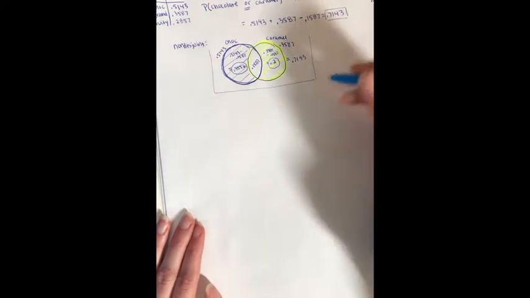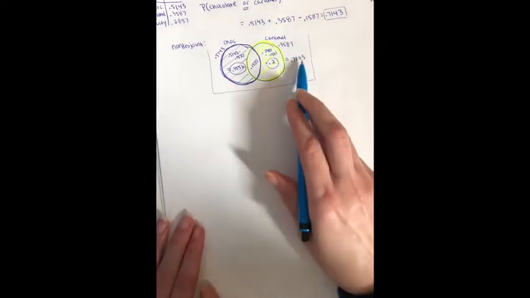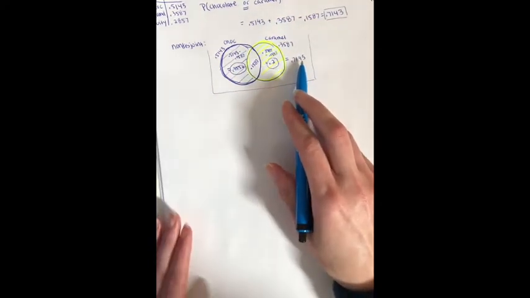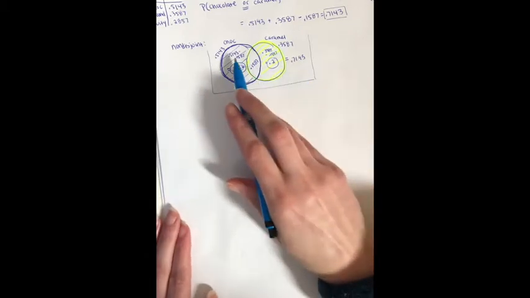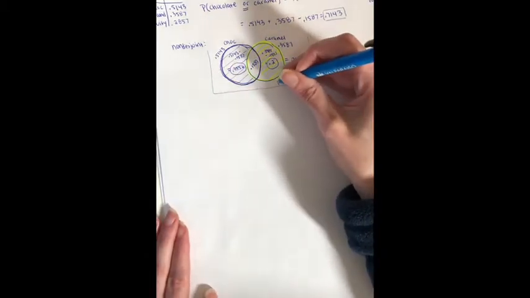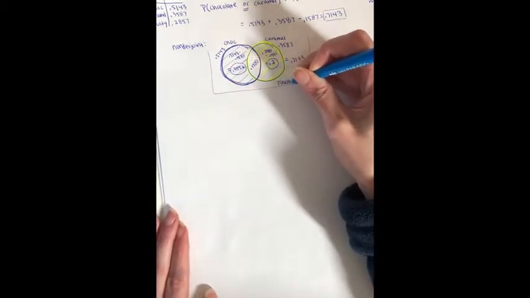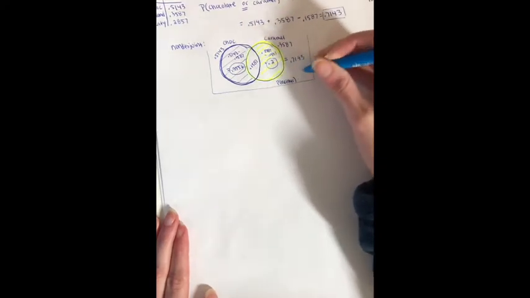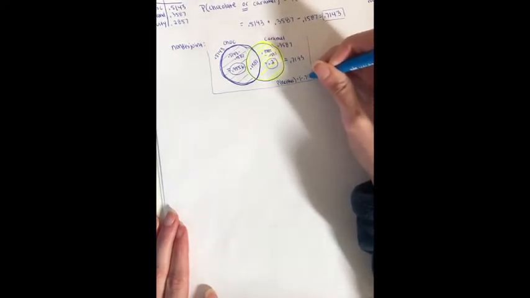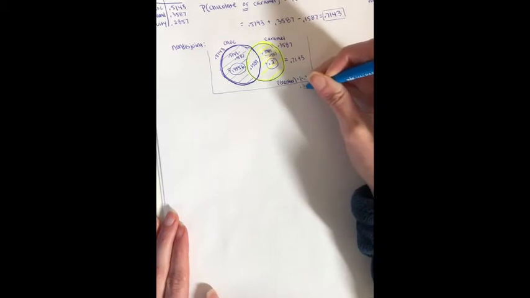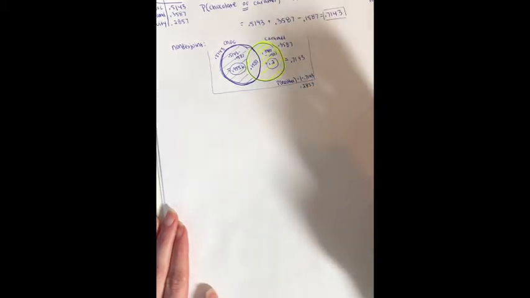Now you might be asking, okay, this doesn't add up to 1. So that means I'm missing something. Well, that would be not chocolate nor caramel. So the probability of neither is everything else. So 1 minus 0.7143, which is 0.2857, the fruity Starburst.